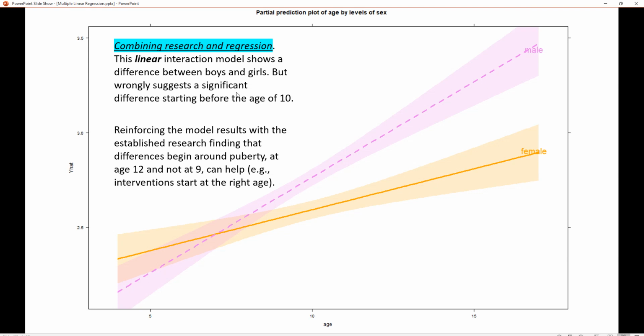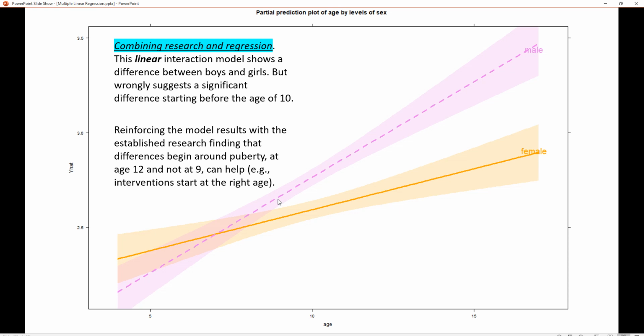And here's an example of when we want to combine research and regression. This linear interaction model shows a difference between boys and girls. We're not allowing for nonlinearity in this model. We're just giving a linear term for age. We're keeping the interaction, but we're not using the nonlinear terms. So the linear interaction model shows a difference between boys and girls, but wrongly suggests a significant difference starting before the age of 10.